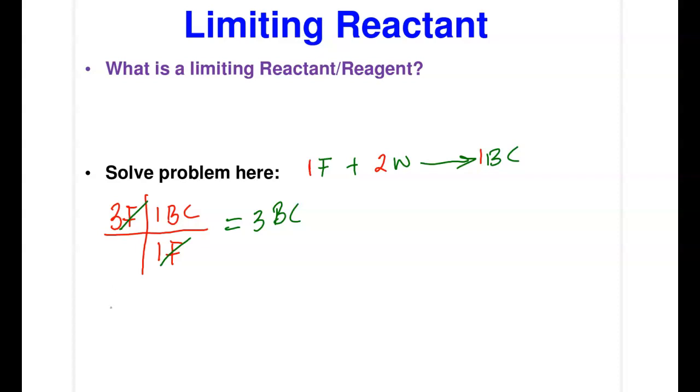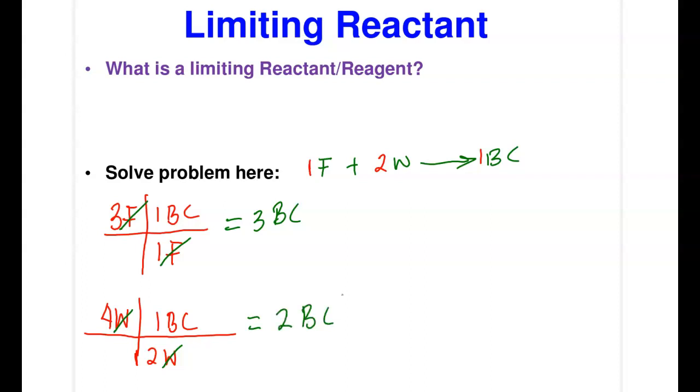If I started with 4 wheels, let me look at the ratio. There are 2 wheels for every 1 bicycle. What it means is that I'm going to have 2 wheels for every 1 bicycle. And again, if I cancel out, wheel cancels wheel, I'm going to be left with bicycles. So if I do my division on 4 over 2, it's going to give me 2 bicycles.